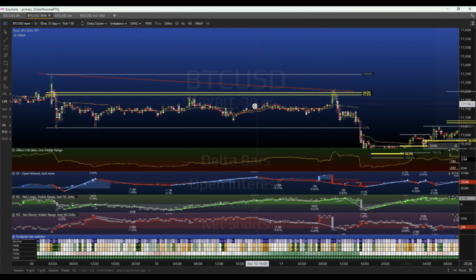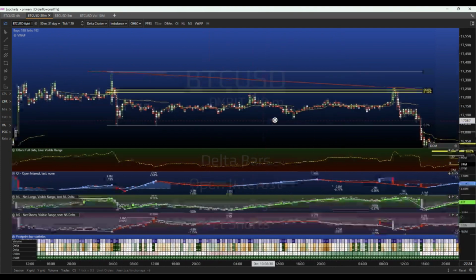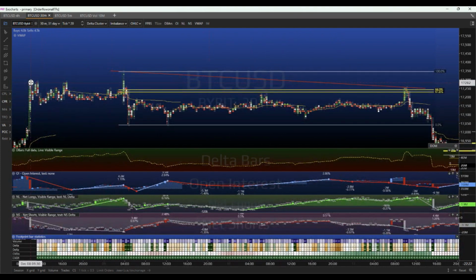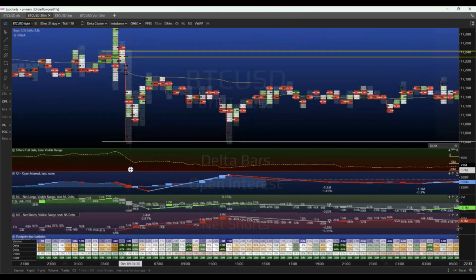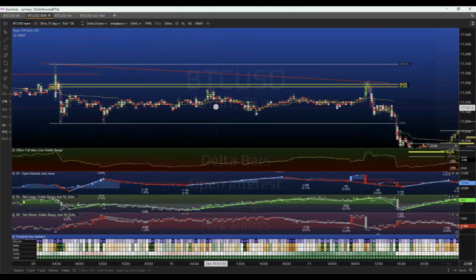So this is why context is important. We come off a swing failure pattern over here. We come off the swing failure pattern, the liquidity grab. We come off of that right here. Price comes down, increase in delta, negative delta, right? Price ranges out, but there's no buying power in here.